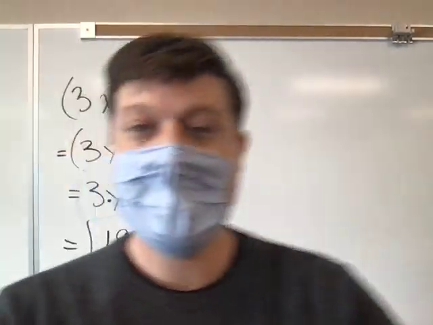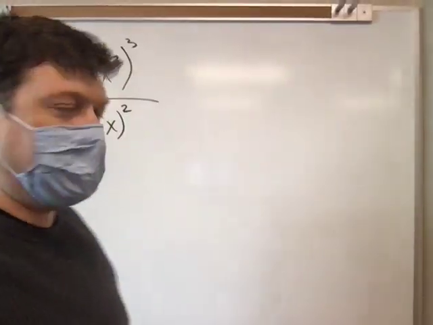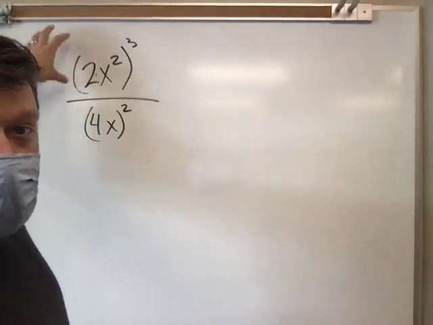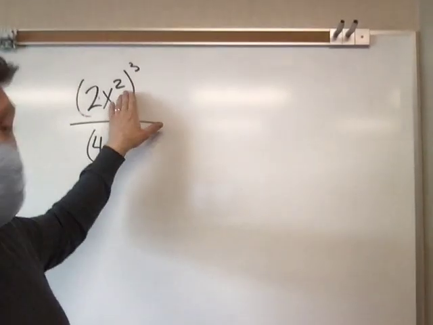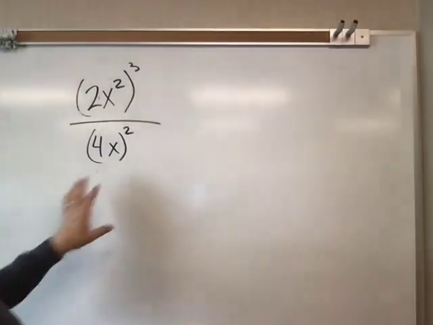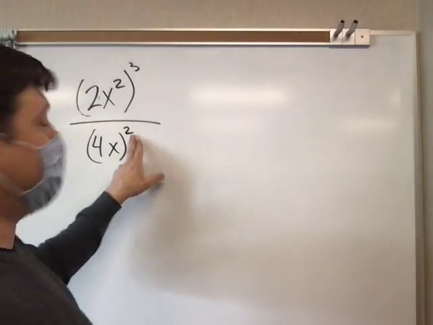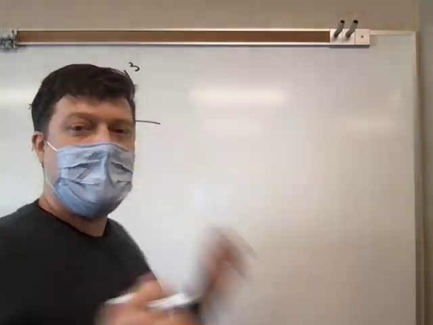There's our answers. The last one I wanted to share with you guys, you'll check this out in your own time and pace. Thank you for being here and checking this out. Is what if we have a fraction? I've got 2x squared to the 3rd, and on the bottom I've got 4x grouped together as an expression. So that expression is then also squared.